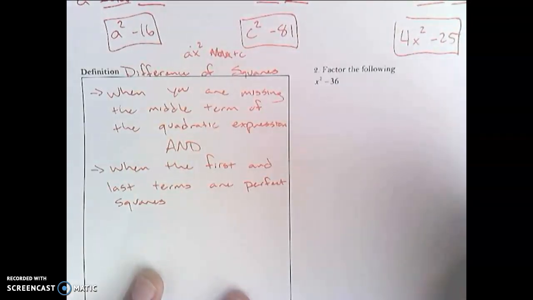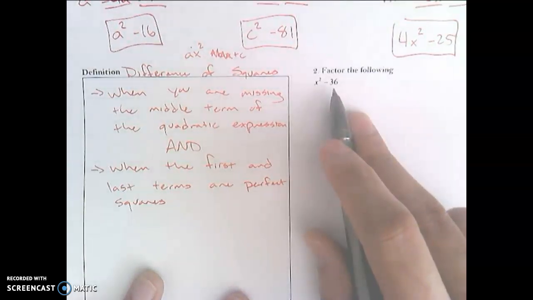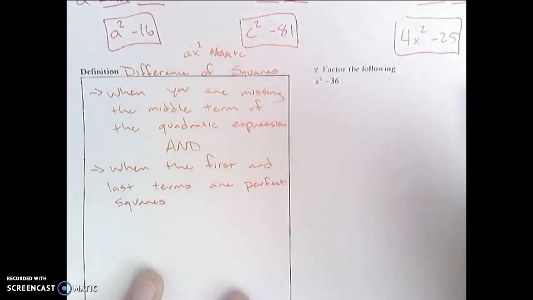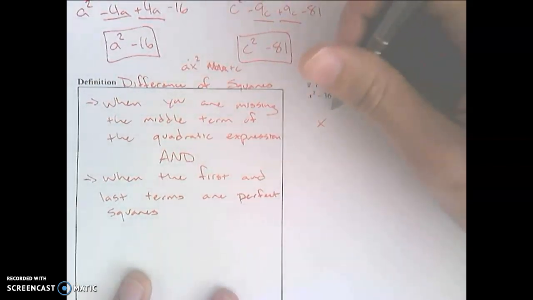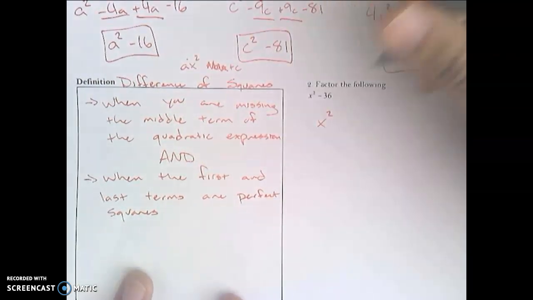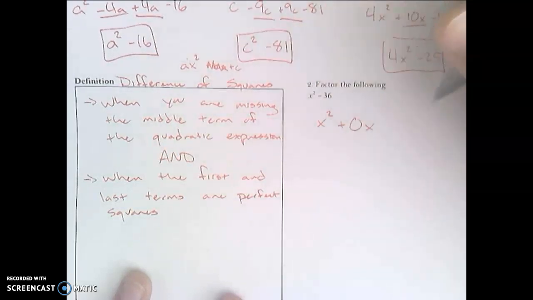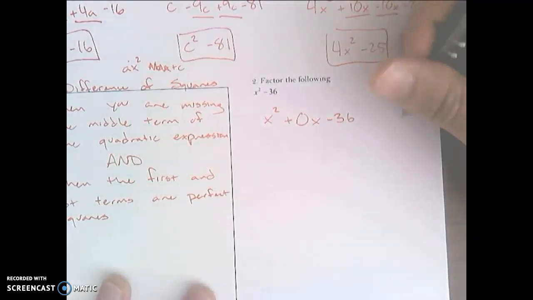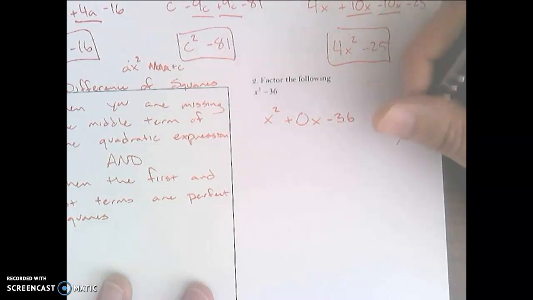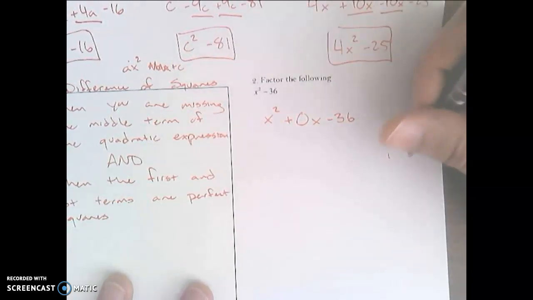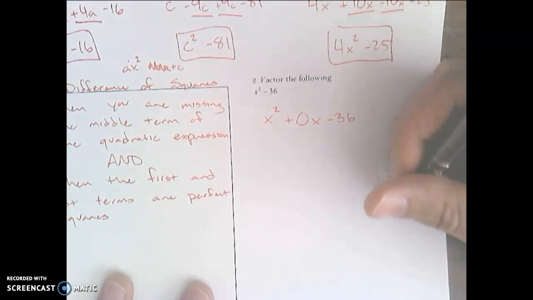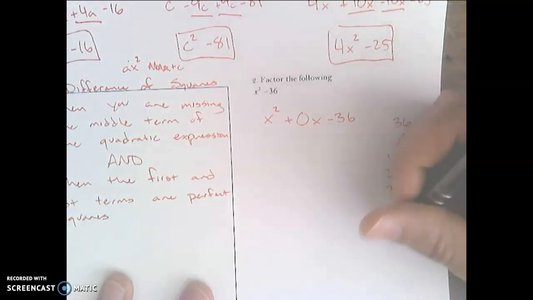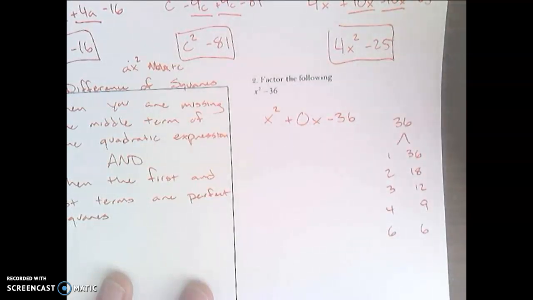So looking at this here, we can always rewrite this using that middle term. So if we were to rewrite this and say this is x squared, well, our middle term, we don't have one, so we could say it's plus 0x minus 36. And this we know how to factor. We can say that, well, what are the factors of 36? What two numbers multiply to get to 36? We have 1 and 36, 2 and 18, 3 and 12, 4 and 9, 6 and 6, and that's it.